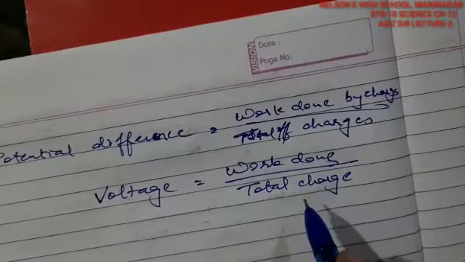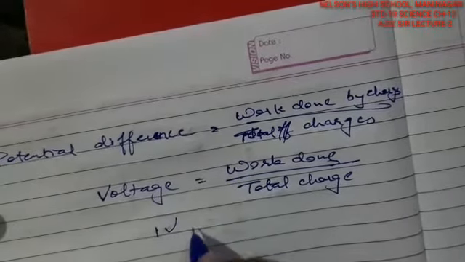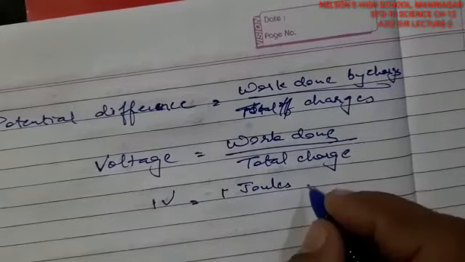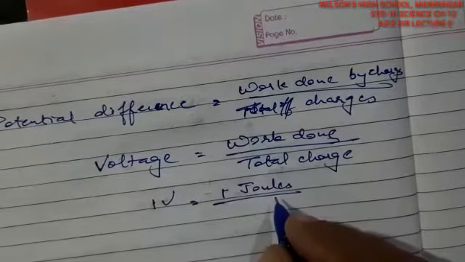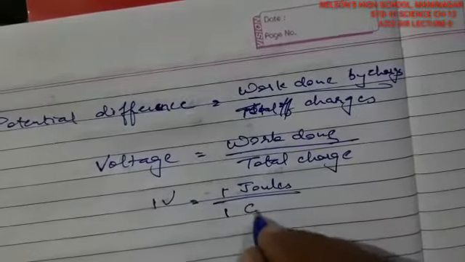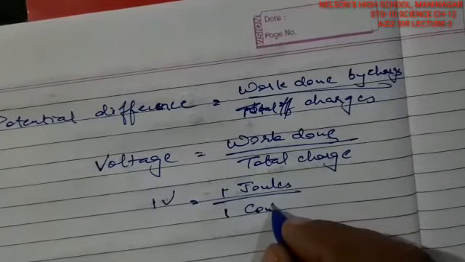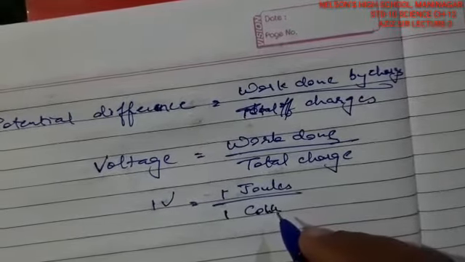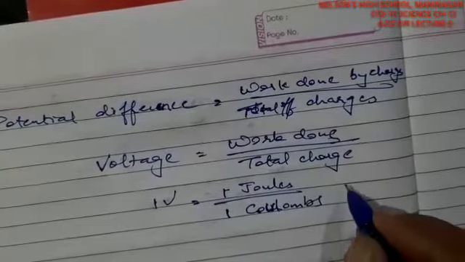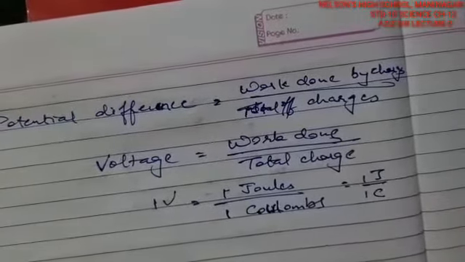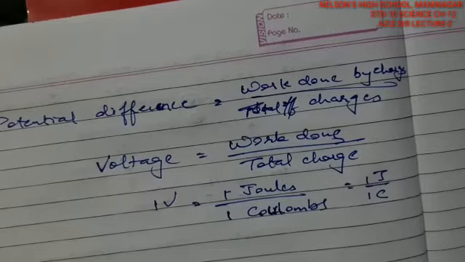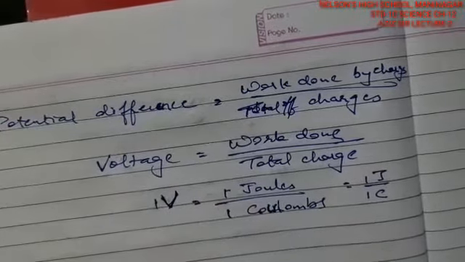That is, suppose if I take it as 1 volt, so 1 volt is equal to 1 joule of energy, 1 joule of energy that is dissipated either in the form of heat or in the form of mechanical work done by 1 coulomb of charge, that is equal to 1 J upon 1 C. So 1 J upon 1 C, 1 joule of energy dissipated by 1 coulomb of charge, that is called 1 volt, that is nothing but 1 potential difference.